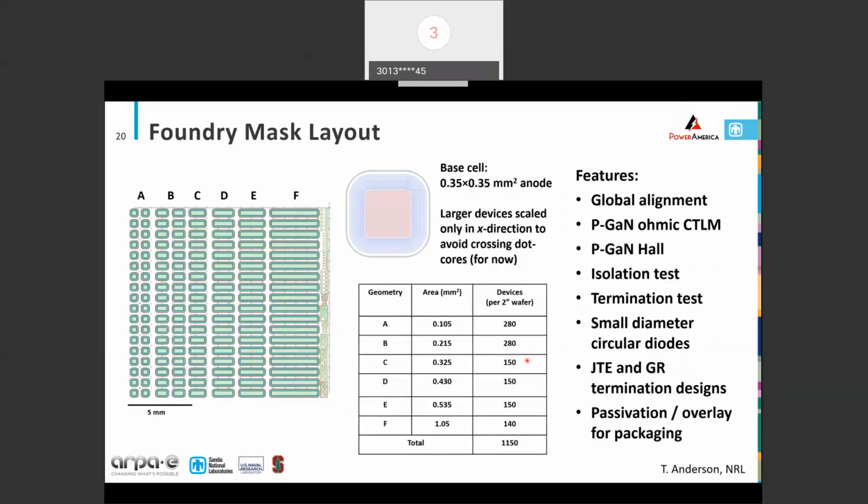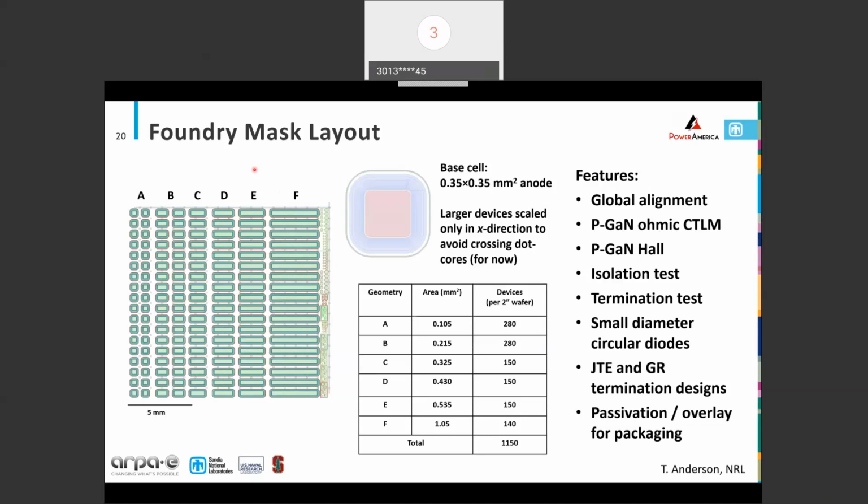Moving on to actually fabricating some devices, beyond that incoming wafer metrology. This is a mask set that the foundry is using, and you can see those areas again designated A through F here. You might be able to see these little dot cores in between there. Again, not on every wafer type, but on some.